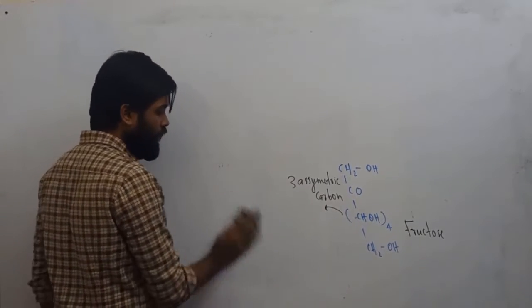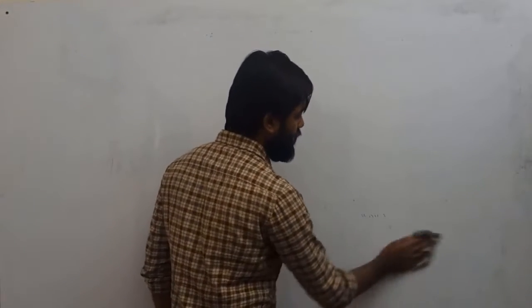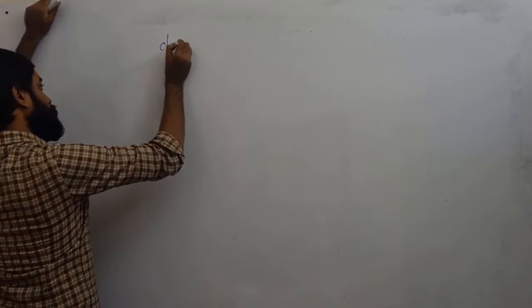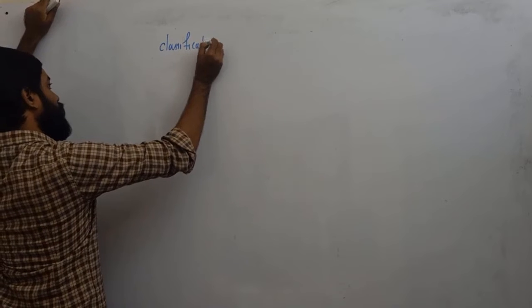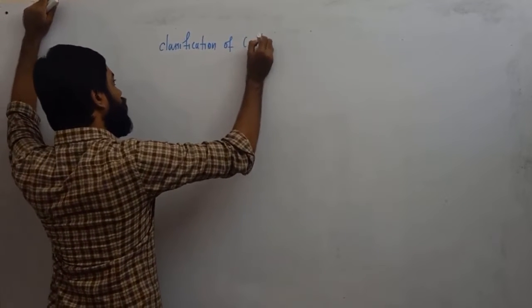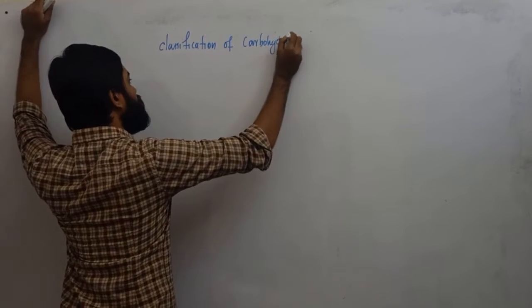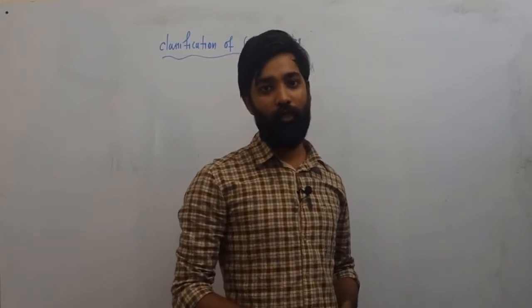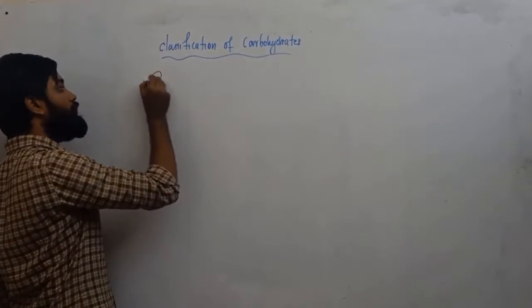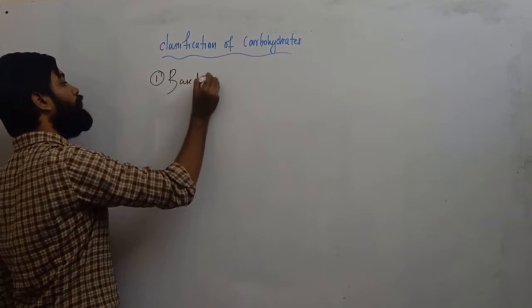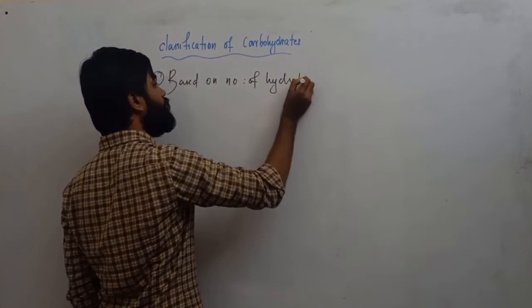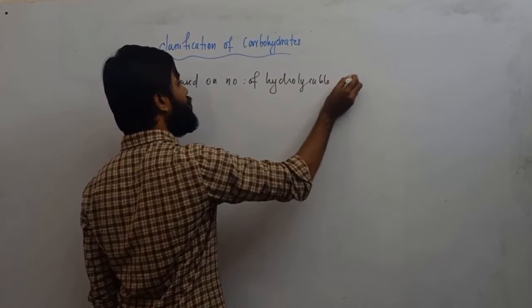So let's discuss the examples for carbohydrate. I'm sorry, it's not examples, it's the classification of carbohydrates. The first classification is based on the number of hydrolyzable units.